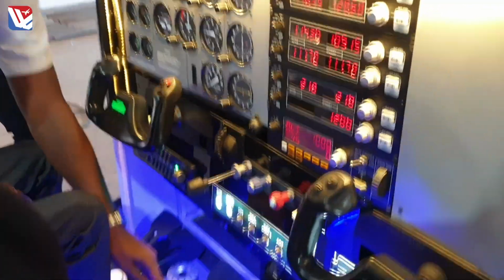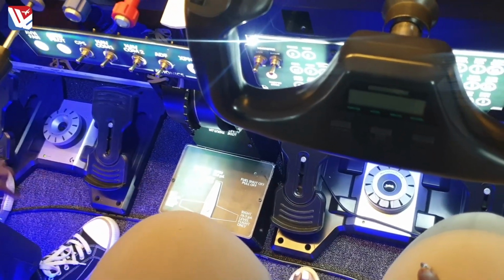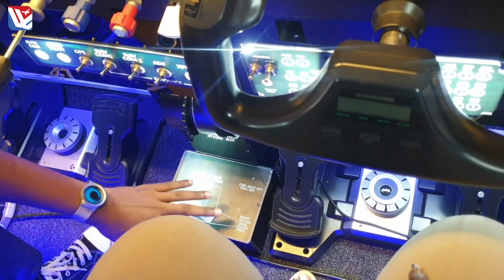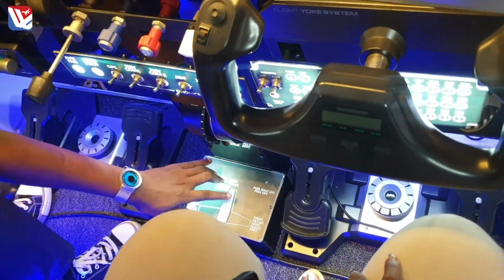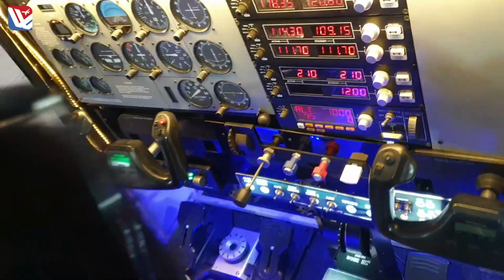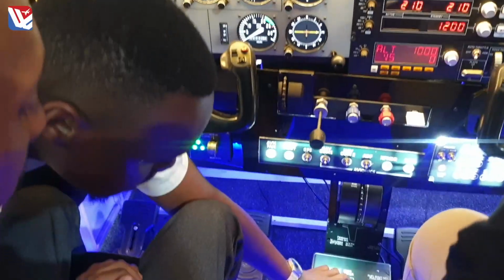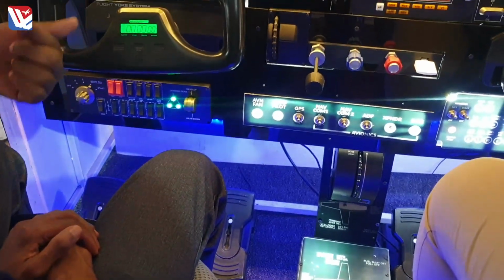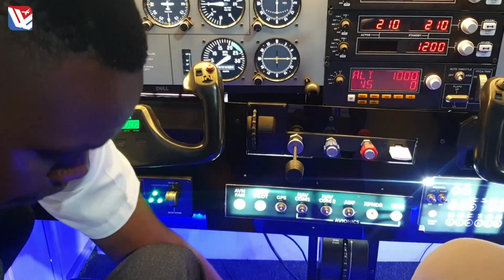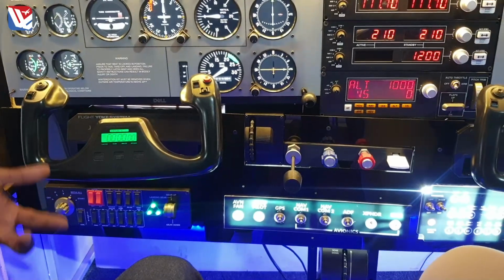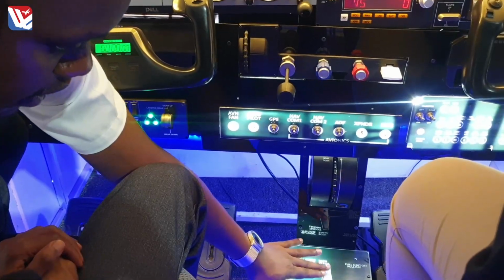This shows the fuel. It has the left engine and the right engine. So if you're flying, let's say this is the middle. When this is in the middle, it means you're using both engines. If you put it on the right engine, it means you're using fuel from the right engine. If you put it to the left, it means you're using fuel from the left engine or the left tank. So in most cases, you fly in the middle so that you balance the fuel.